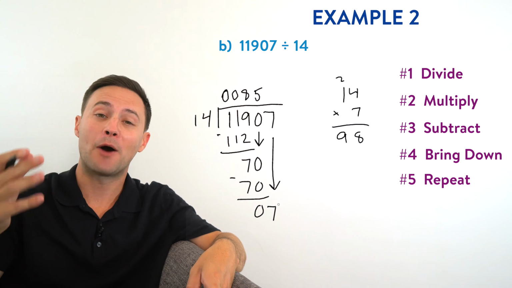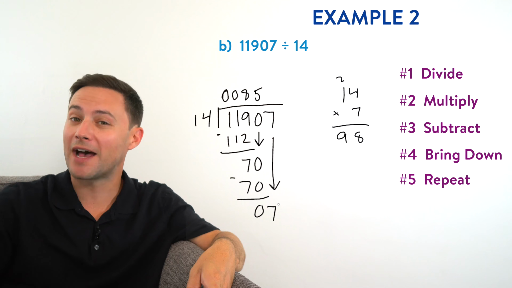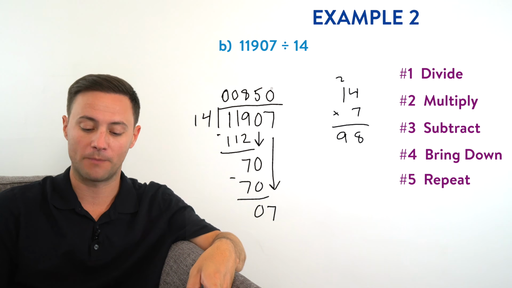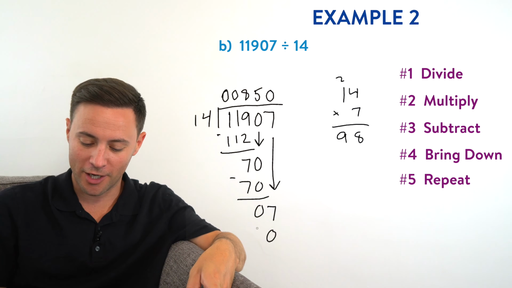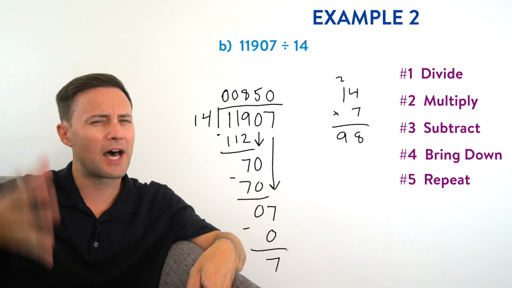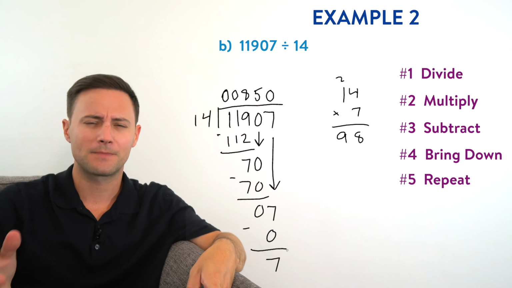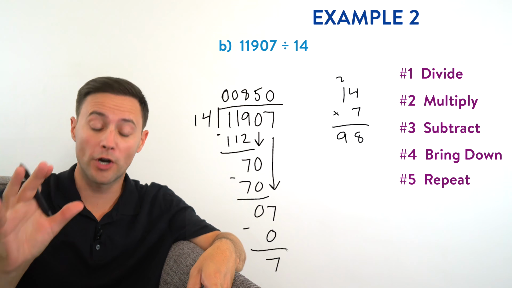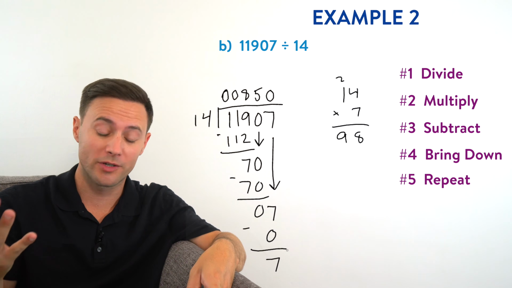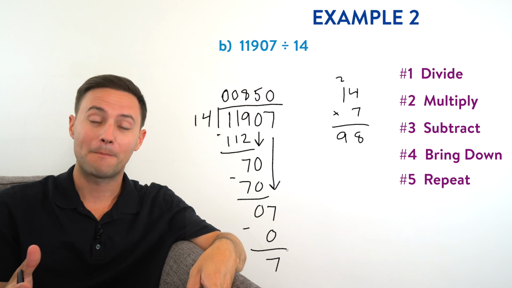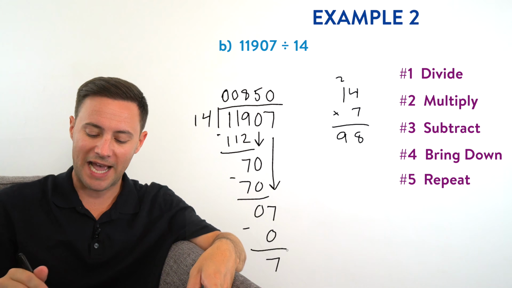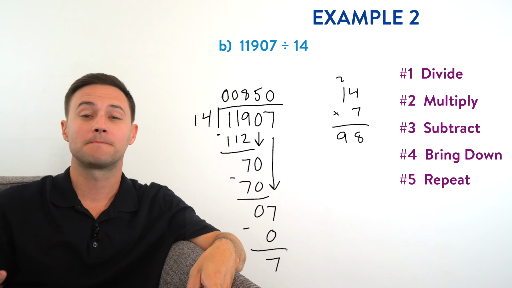So now, how many times does 14 go into 7? 0 times. I have to write the 0. 0 times 14 is 0. Subtract. I have 7 left over, but there's nothing left to bring down. Okay. First, notice if I didn't write the 0 there, which a lot of students will forget, my answer might look like 85, and 85 is way off. But the question is now, what do I do with that 7 left over?